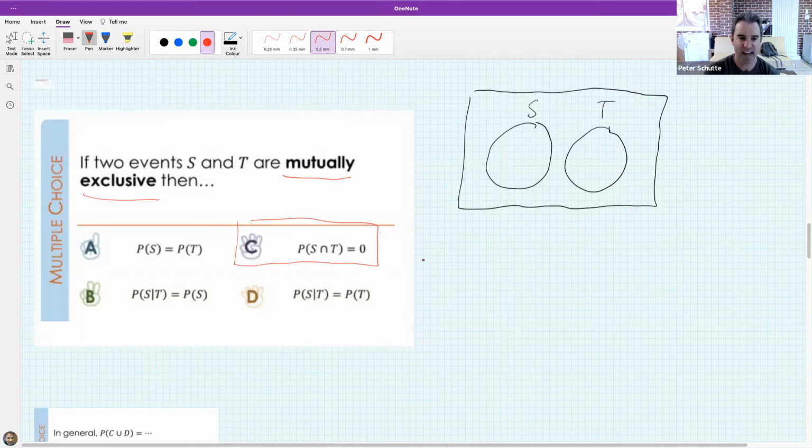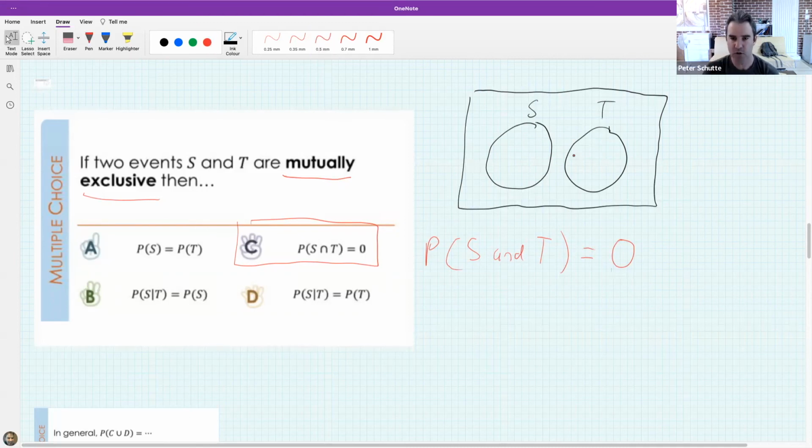And what this is saying is it's using the unhappy face for "and", but basically what it's saying is that the probability of an element being in both of these sets is nothing. It's 0. And the Venn diagram would look like this. It would be two circles that don't overlap. And so that would be mutually exclusive events.